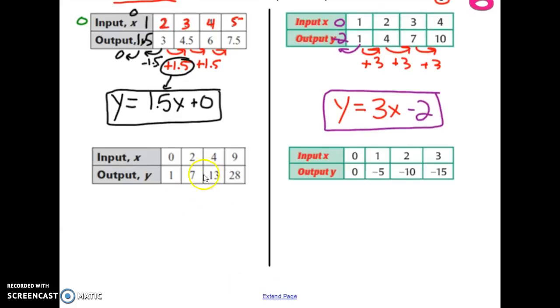I'm going to pause right here. I want you to take a look at this one. It's tricky. Try this one and the next one, and then I'll go through the rest with you in the next video.